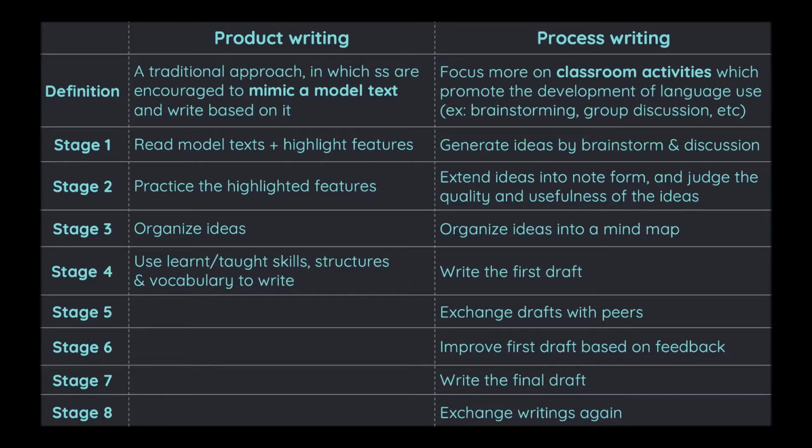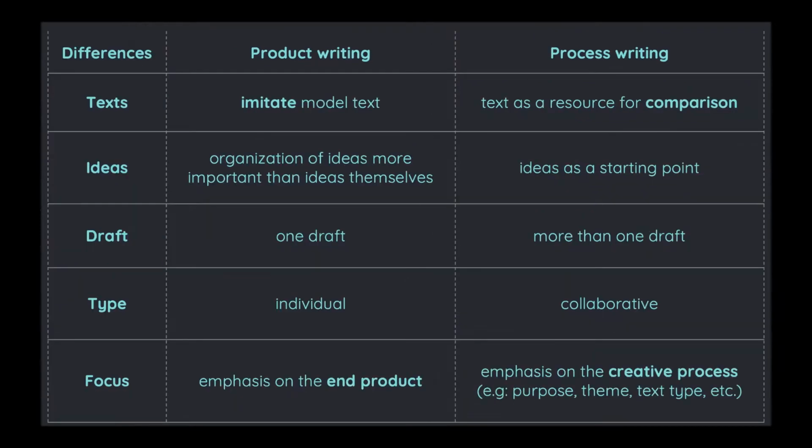After they've finished, they will exchange drafts with their peers and improve their first draft based on their peers' feedback. After that, they will write the final draft and, of course, exchange the writings again so they will receive more comments. So that is the basic, so that you can get a clearer picture of what product writing and process writing really is. I got a table over here which demonstrates the differences between the 2 types.